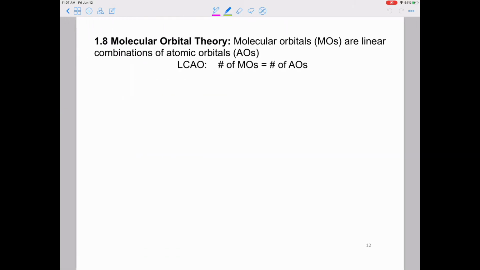Right, when atomic orbitals in atoms overlap, they form bonds. Now, the electrons in these bonds must also reside in orbitals, and these are molecular orbitals. So atomic orbitals overlap to form molecular orbitals. Now, one of the important tenets of molecular orbital theory is that molecular orbitals are linear combinations of atomic orbitals. Okay, so this is commonly referred to as LCAO, linear combination of atomic orbitals. And what this means is that the number of molecular orbitals is equal to the number of starting atomic orbitals.